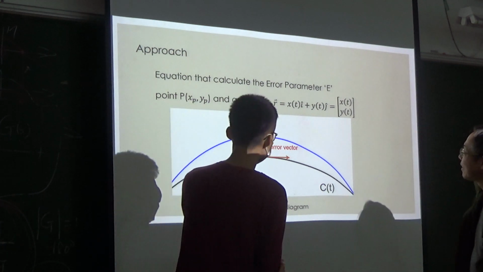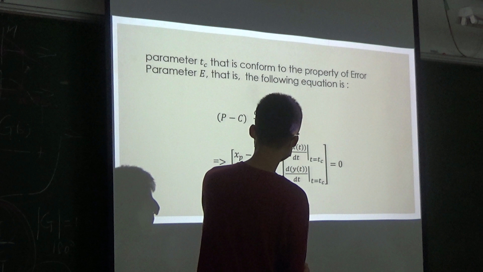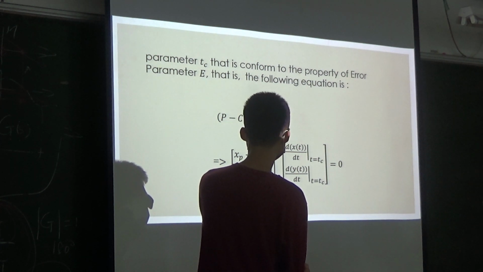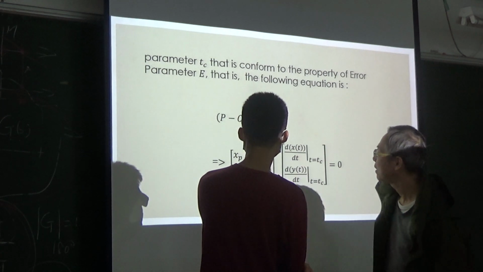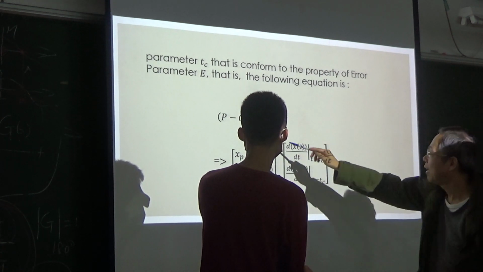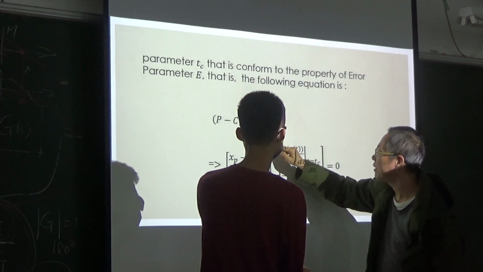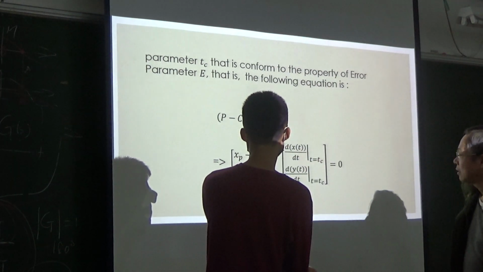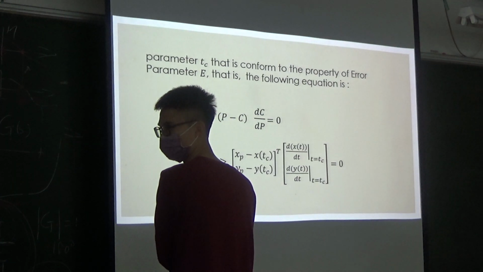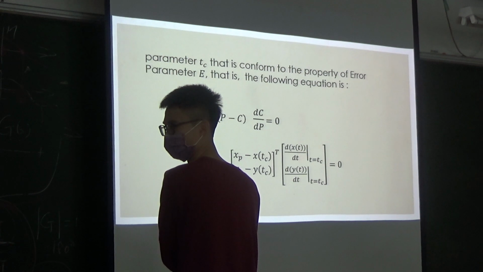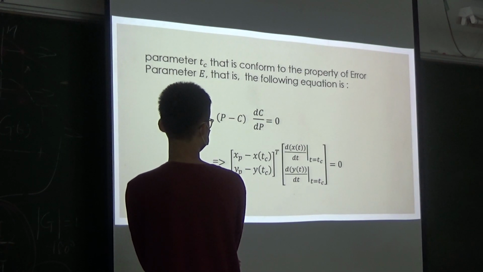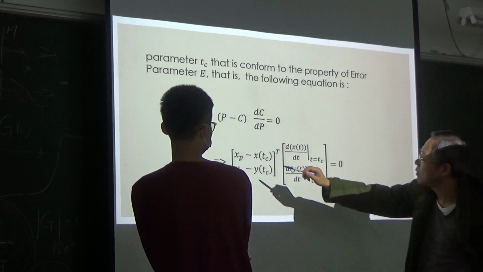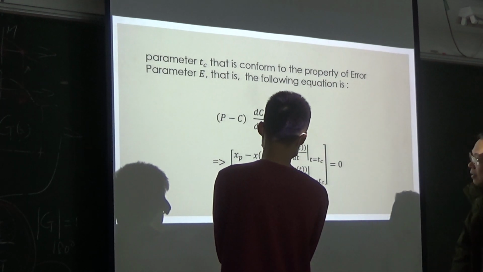So next, I still do not understand what you are doing here. You have a P, is the point you have. What do you mean by this? dc dp, what is dc dp? And what is the meaning of this? I cannot understand this.